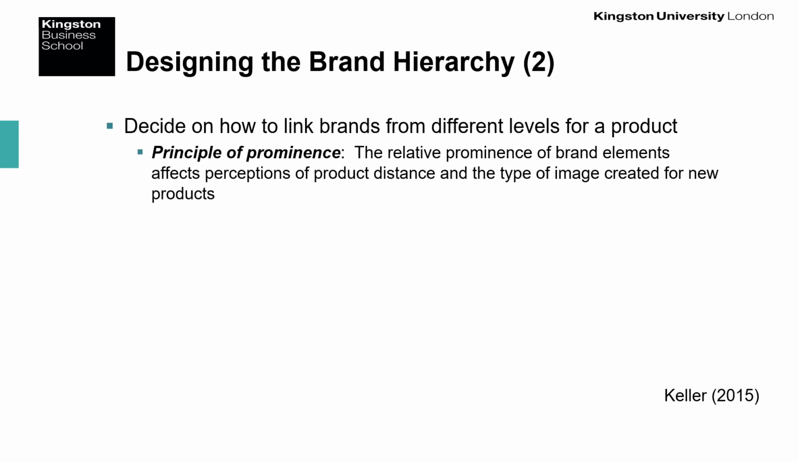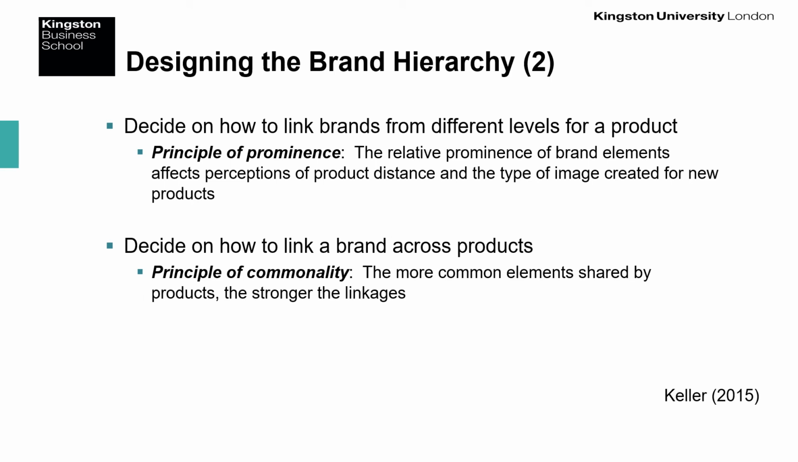The principle of prominence comes into play and needs to be decided on. What will be the relative prominence of these specific brand elements from the hierarchy? Because that will affect the perceptions of how closely or distantly related products are one to another, and the type of image that will be created for new products. So putting the family brand or the corporate brand very prominently on packaging makes it obvious to the customer that the products are closely related. Putting it in a smaller place on the back of a packaging makes it much less prominent and allows the individual brands to stand more prominently on their own.